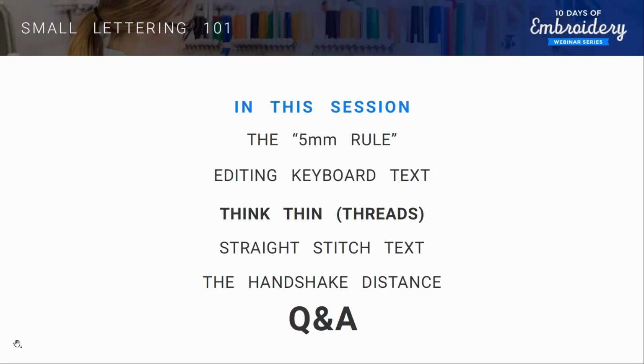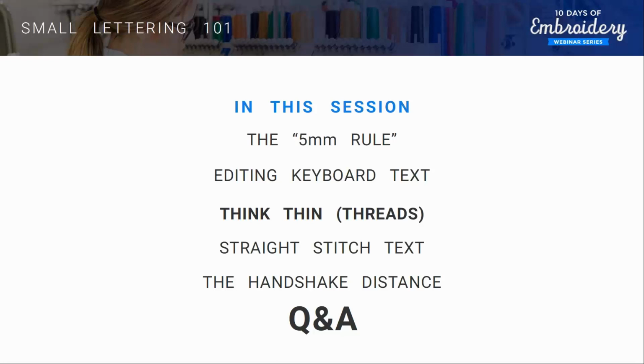So in this session, what we're going to cover is the 5mm rule, and you can see that's in quotes because it's not exactly a rule, but guideline, and we'll talk about that. Editing keyboard text will help you to make keyboard text work better for smaller sizes. Think thin. This is about thin threads, and everybody has heard about 60-weight thread, but if you haven't heard much about it, we're going to talk about it in a little more detail and a couple of other threads you may not have heard of.